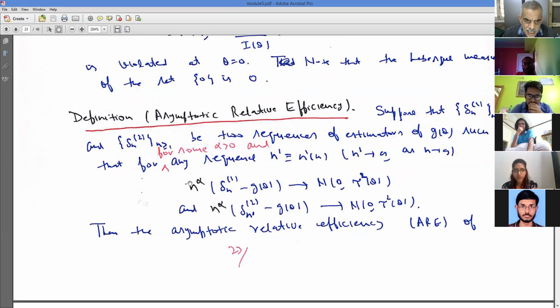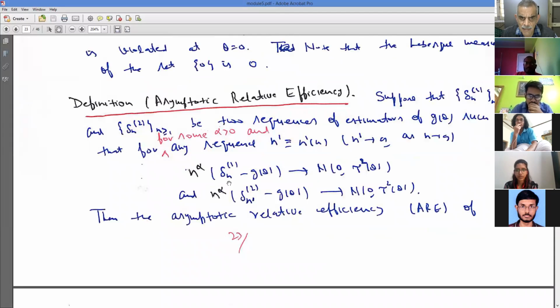You see, this ensures that they are going at the same rate, because asymptotically, for comparing two estimators, you must first make sure that they go at the same rate. Otherwise, the one which is going to zero at a faster rate is preferable. So here I first ensure that they go at the same rate. Once I have ensured the same rate, then I consider what their variances are, and what the corresponding sample sizes are, n prime and n.